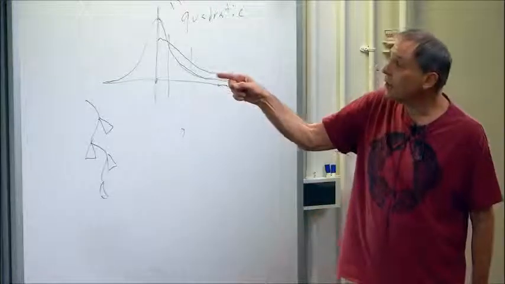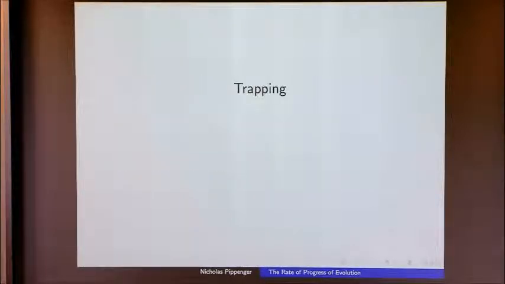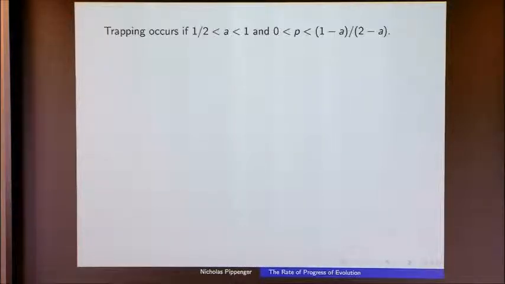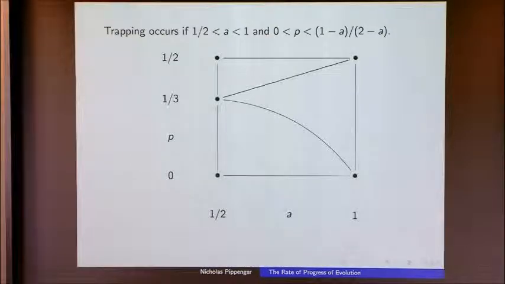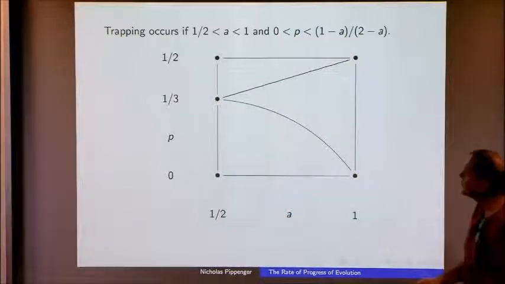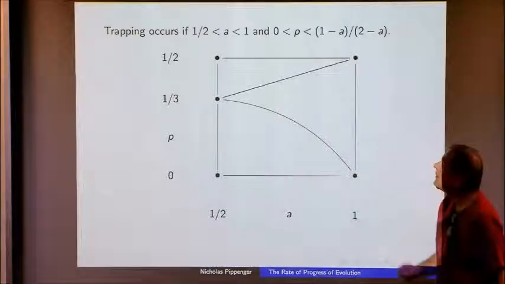In fact, he proved much more than this. He proved that the random variable of the amount of progress you've made divided by cube root of t converges to a distribution. And I don't have anything nearly that precise, but I can show that trapping occurs if p is less than a certain threshold, which depends on a. And so here you see, Keston's situation is this point. And it is another of these knife edges. Gould's point is this point.